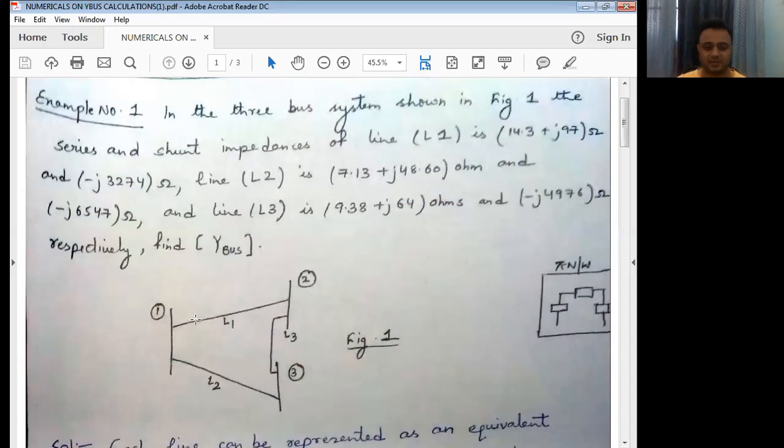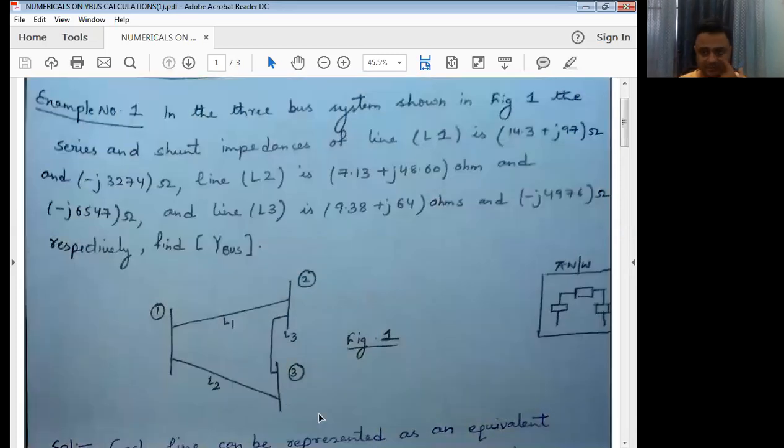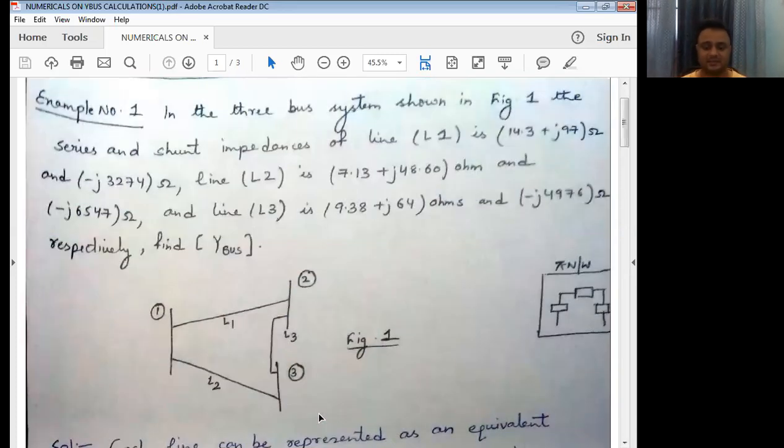Okay. So here we can say that this is line 1. This is line 1, series and shunt impedance is given for line 1. This is line 2. Series and shunt impedance is given for line 2. This is line 3. Series and shunt impedance are given for line 3. These lines are interconnected between the three buses. This is bus number 1, this is bus number 2, and this is bus number 3. All the buses are interconnected by the transmission lines whose series and shunt impedances are given.